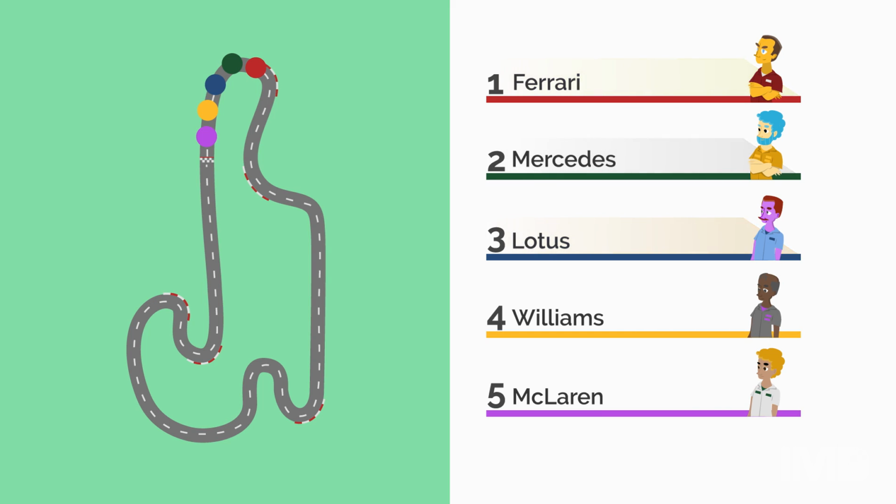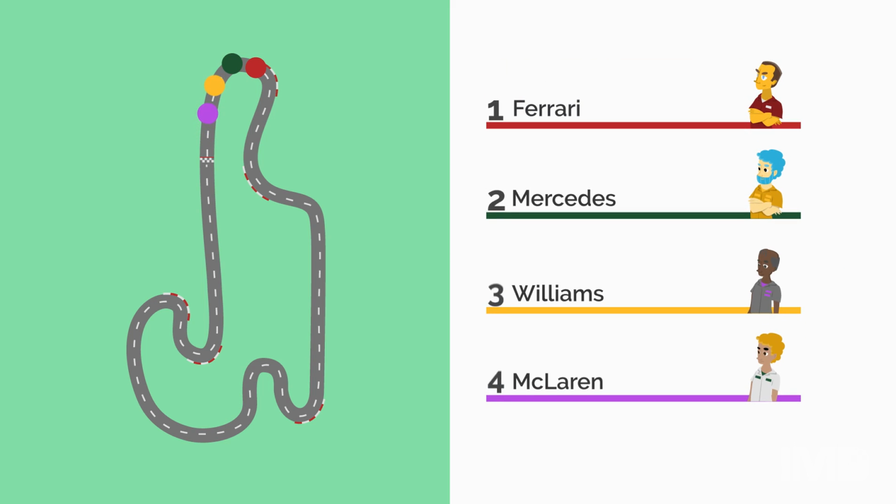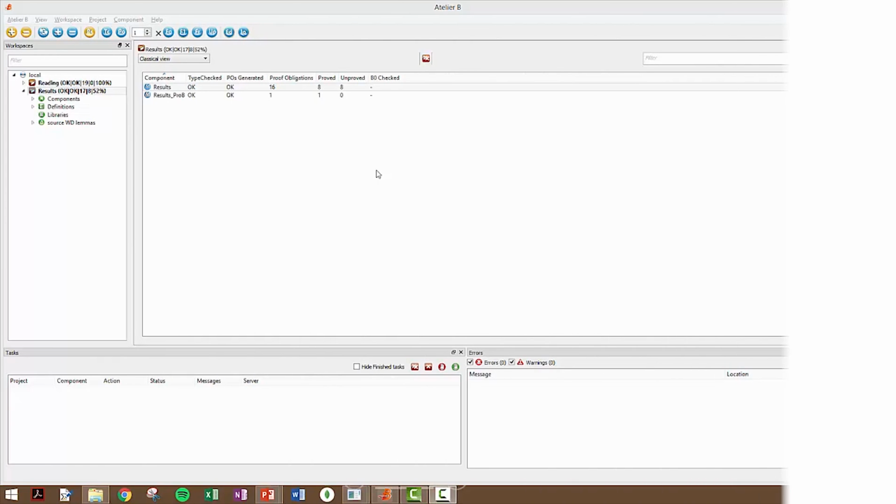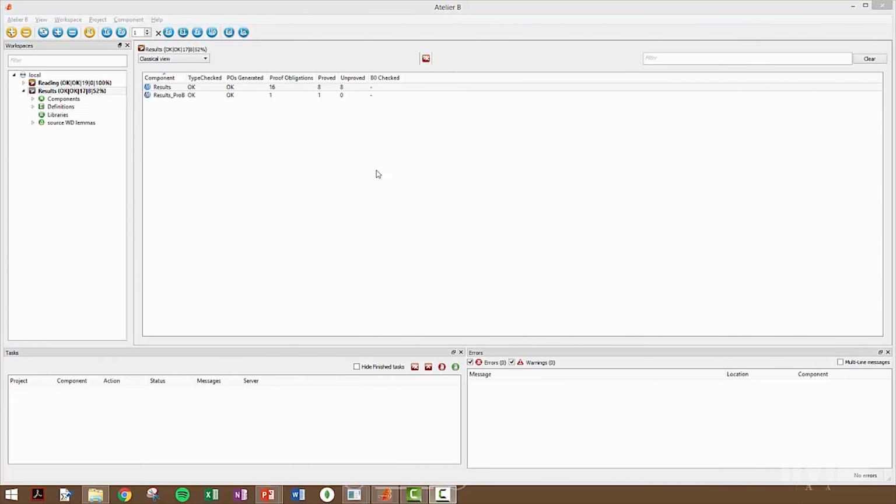Now, let's suppose the Lotus has been disqualified. If we ask what's the classification of the Williams, we get third as an answer. If we ask what's the podium formation, we get Ferrari, Mercedes, and Williams. Okay, let us now see the formal definition of the machine.